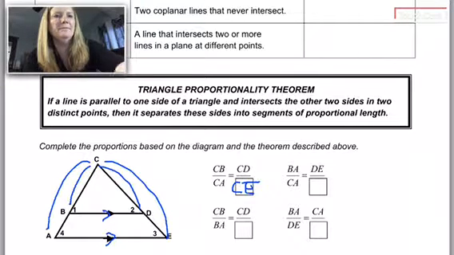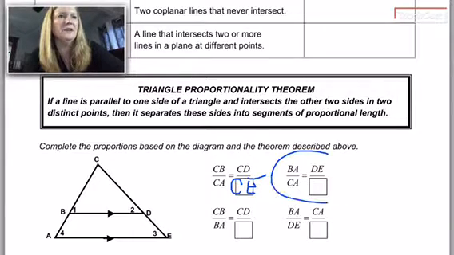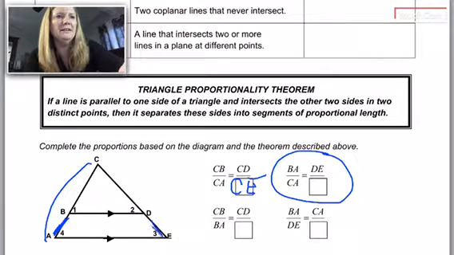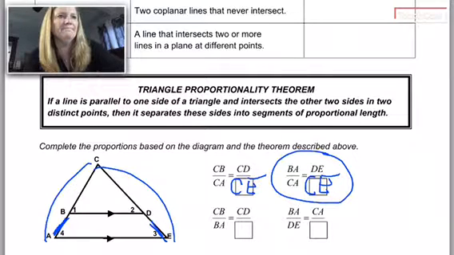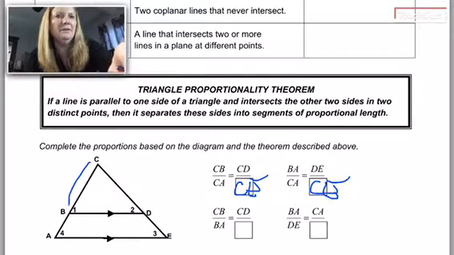Okay, let me clear that. And then let's look at this one here, BA. So BA is this little part right here, and if we put that over the entire one, we can put DE over that entire side, CE. Okay, I'll clear that. And then we have CB, this part over the bottom part, and that would be equal to CD over DE.